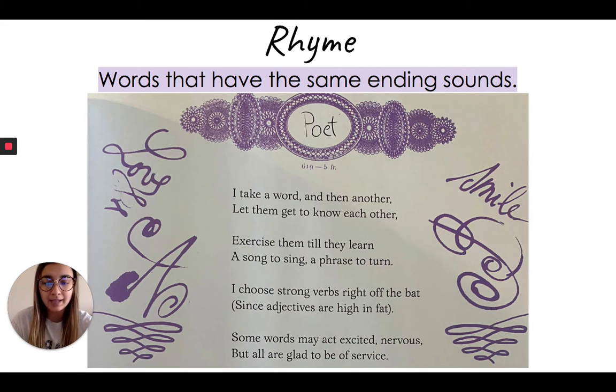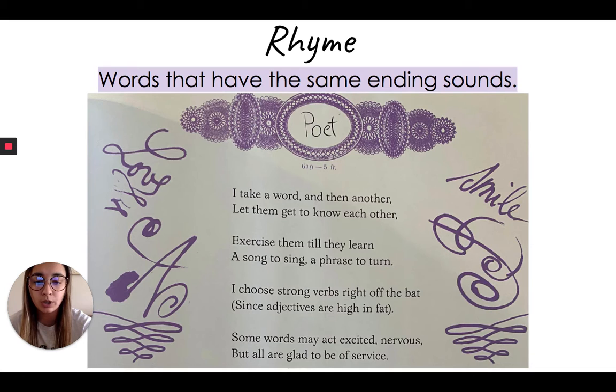And the last element of poetry that we are going to learn about today is rhyme. And we all know that rhyme is words that have the same ending sounds. So, in this poem titled Poet, I'm going to read you the stanzas, and then at the end it will show the colors of the words that rhyme.